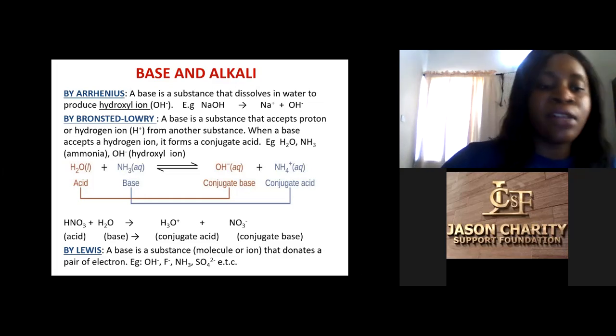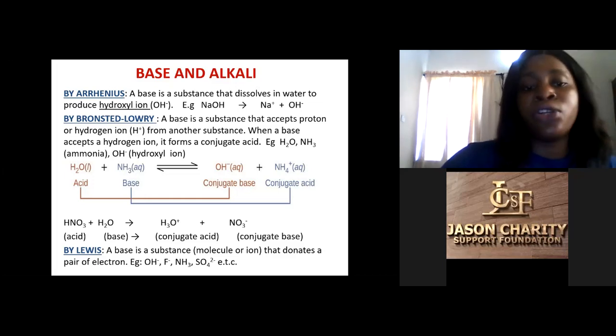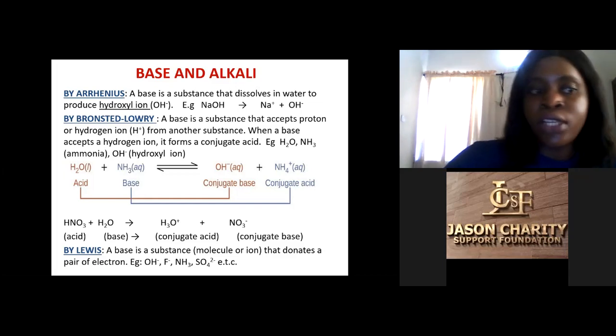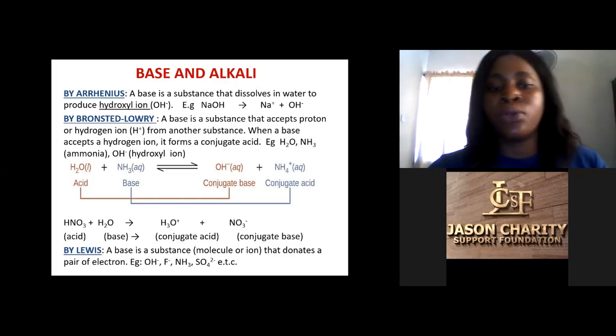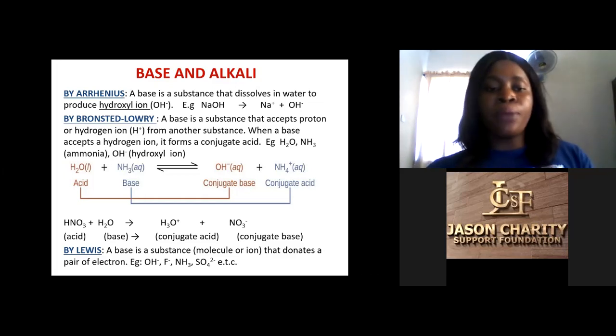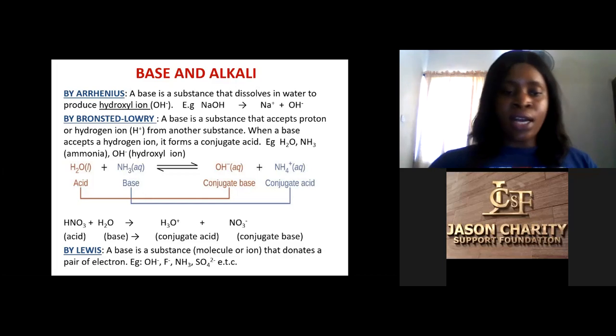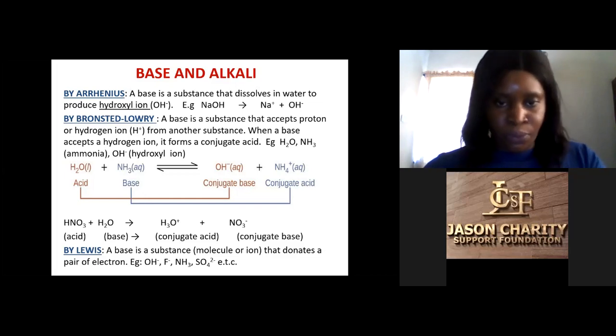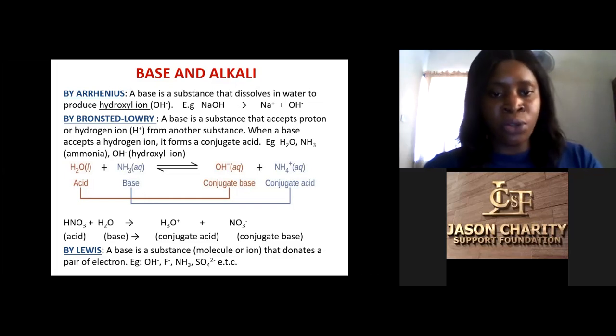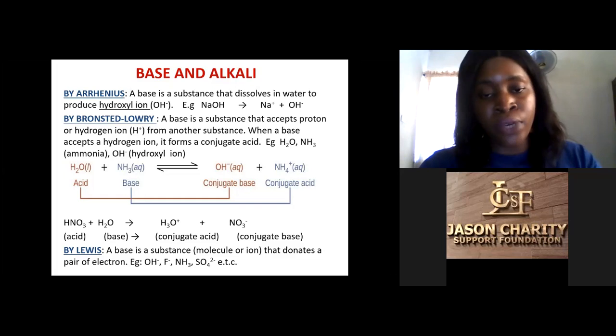So we also have another definition by Lewis. Lewis gave his definition of a base as a substance, a molecule or ion, that donates a pair of electrons. In his definition, an acid is a substance that will accept an electron pair. Examples of substances that can donate electrons are the hydroxide ion, the fluoride ion, ammonia, and then we also have the sulfate ion.